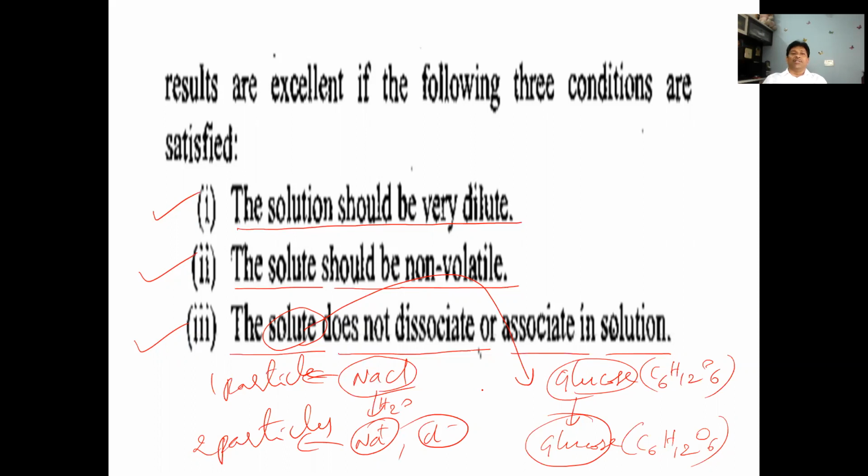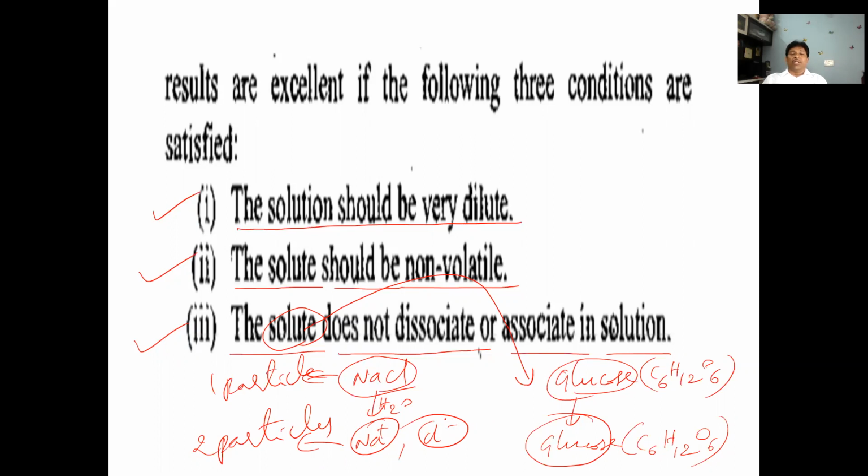What are the three conditions? The solution should be very dilute so that it can behave as an ideal solution and follow Raoult's law. The second condition is that the solute should be a non-volatile solute, so that the solute will not evaporate, whereas only the solvent evaporates. And the third condition is that the solute does not dissociate or associate in solution.